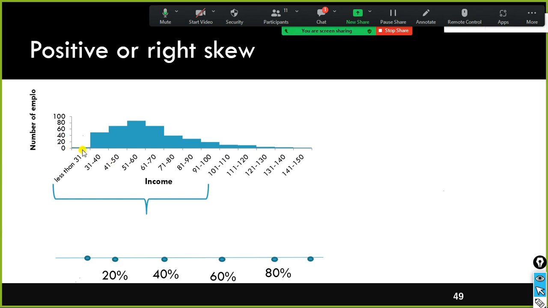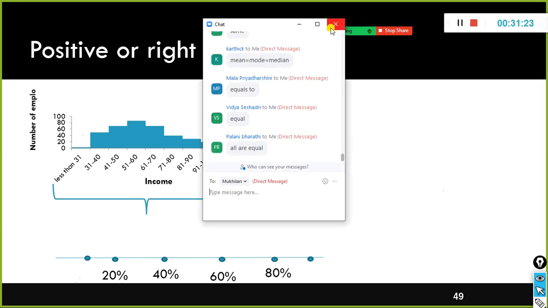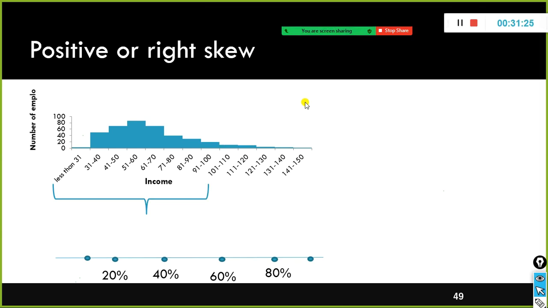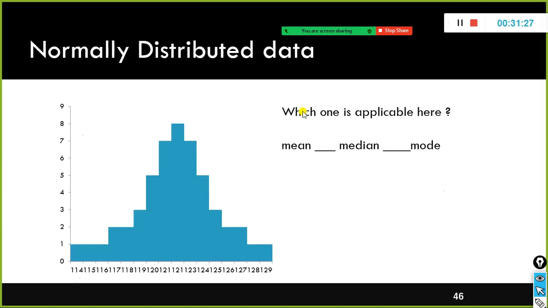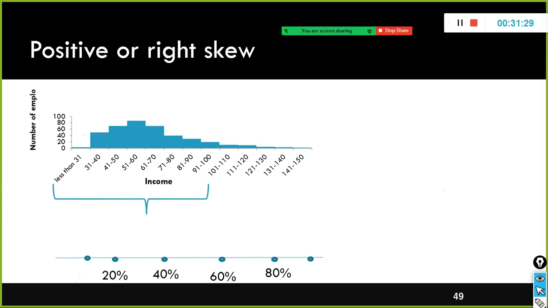So here, less than 31,000, this is the population. Probably 3 or 4 people are getting less than 31,000. So now you tell me what kind of story you can tell out here. What kind of story can you tell here? No, don't say all are equal. Like I said earlier, only a few people are getting lesser salary.